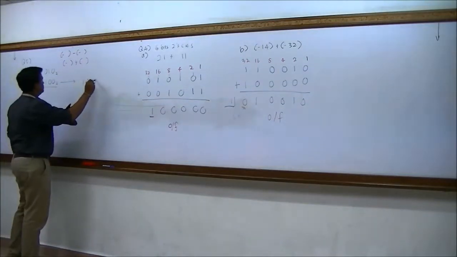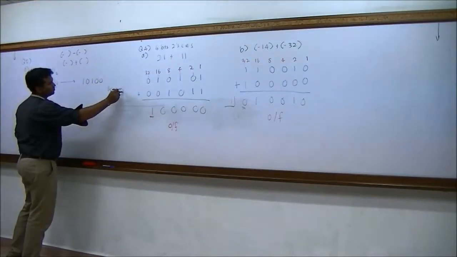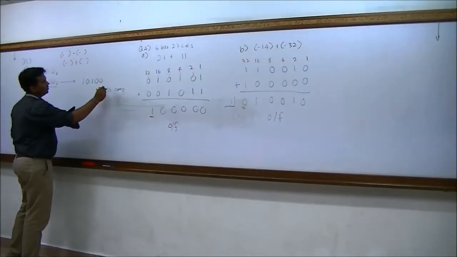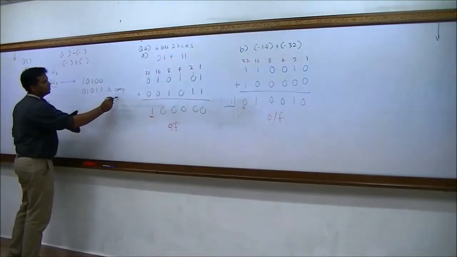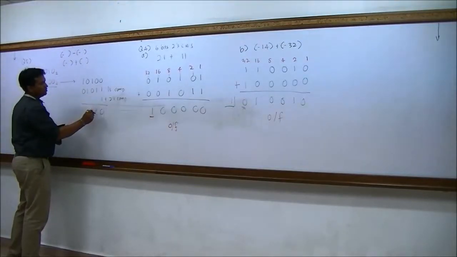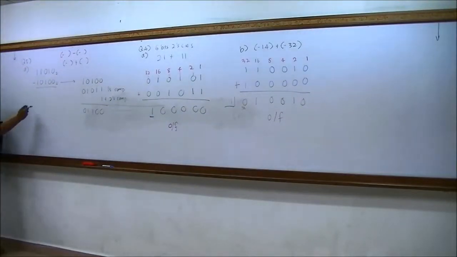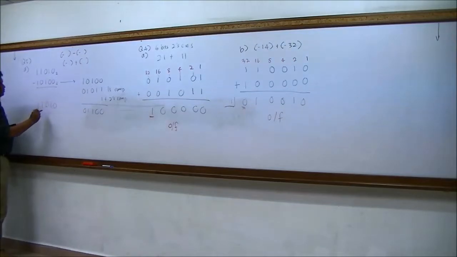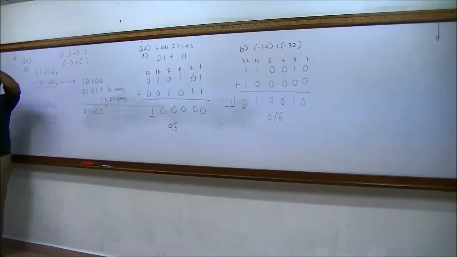So 1 0 1 0 0, you perform 1's complement, and then you perform 2's complement by adding 1. This one you get 0 1 0 1 0. So this is the value. Now when you want to perform 1 1 0 1 0, you can actually add 0 1 1 0 0. You can see this is what we did here. Can you follow? You all get the idea?